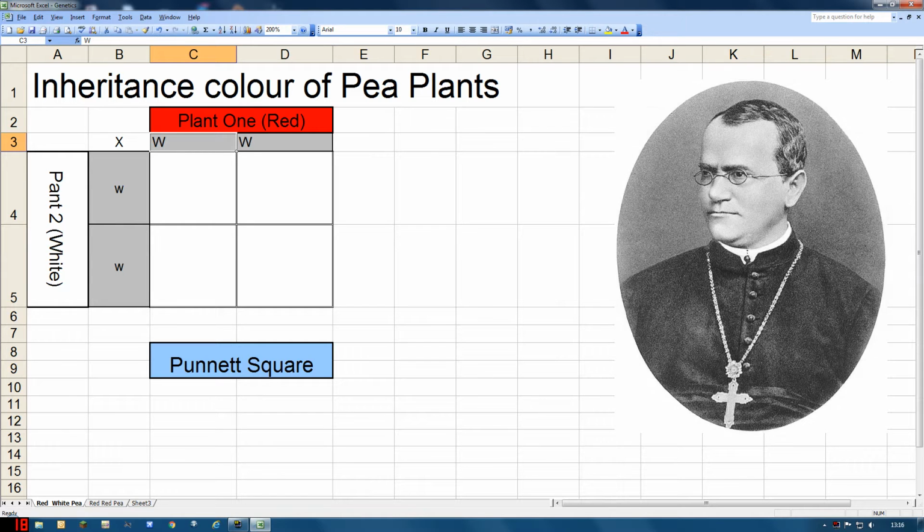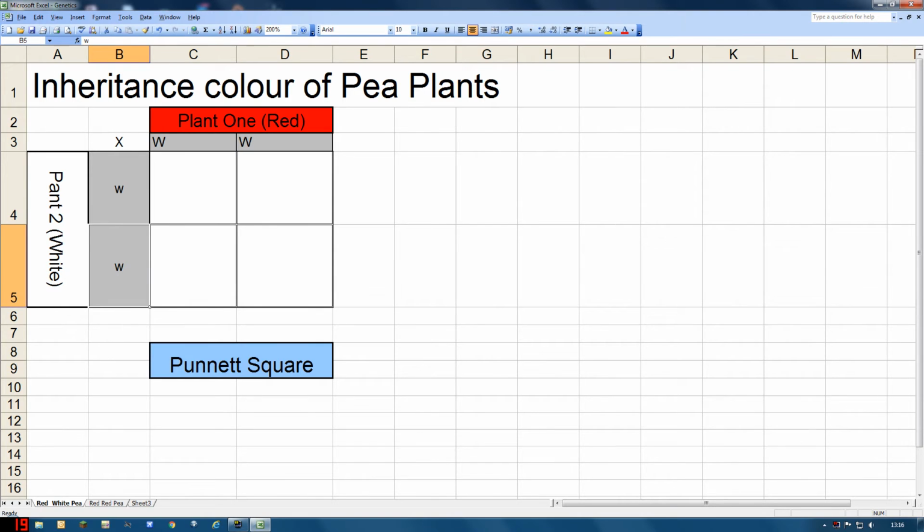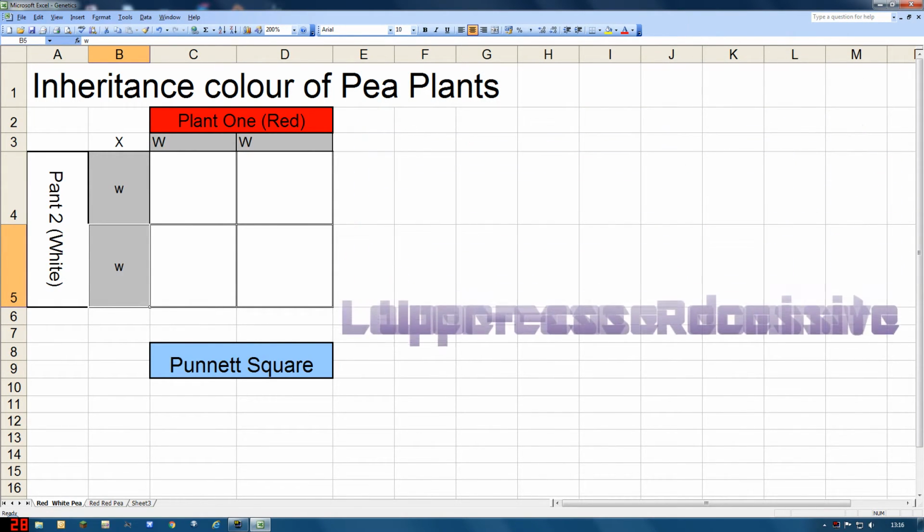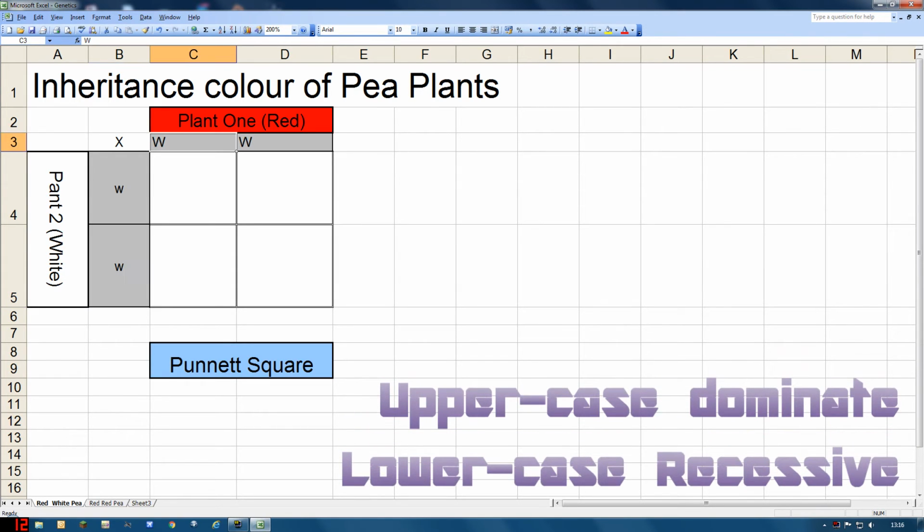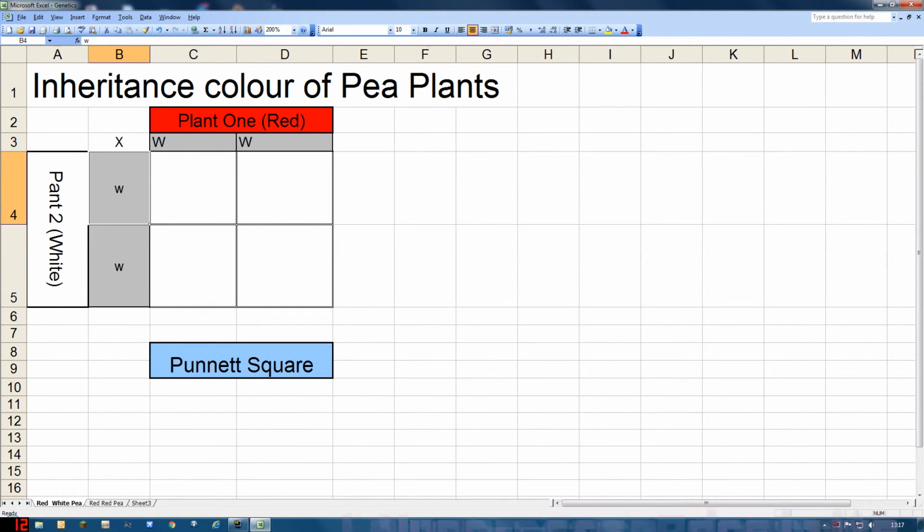You'll also notice that I've placed them differently in terms of upper and lower case. It's common practice that if a gene or a particular allele is dominant, then to name that with an uppercase letter, and if it's recessive to name it with a lowercase letter. So in this case the red allele is dominant over the white allele.